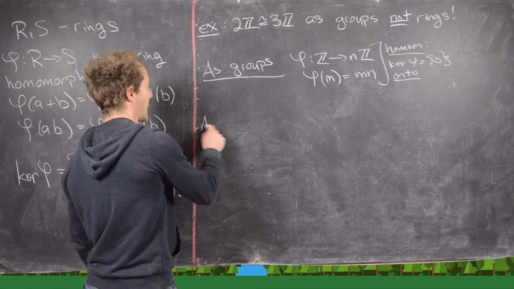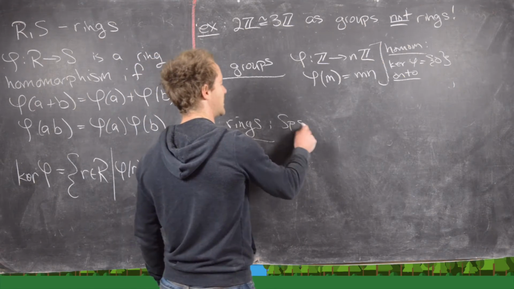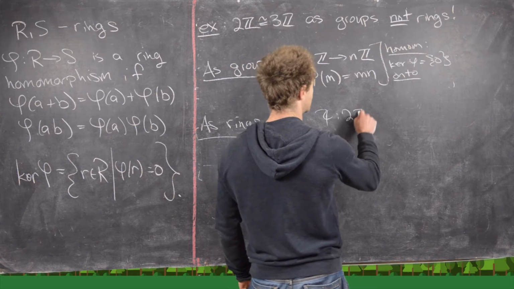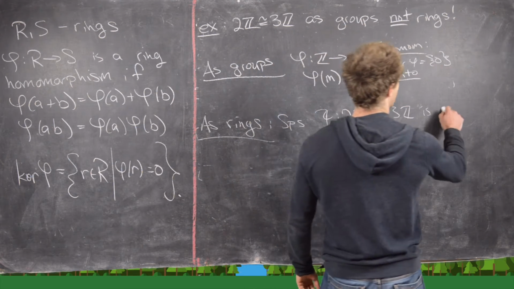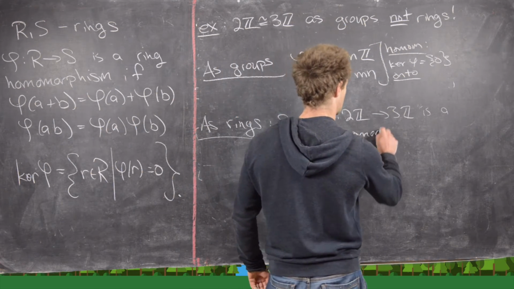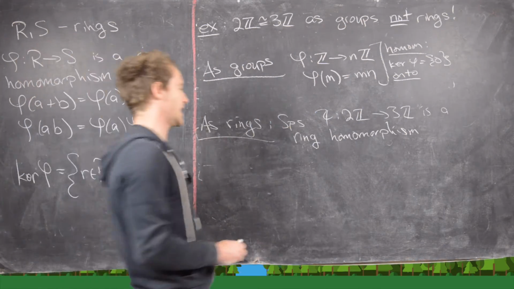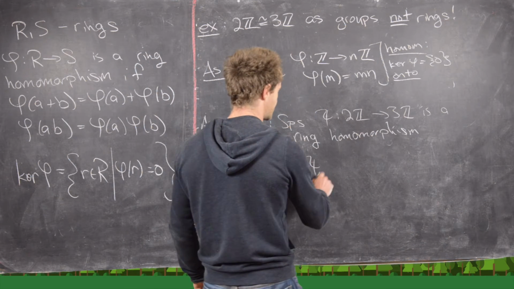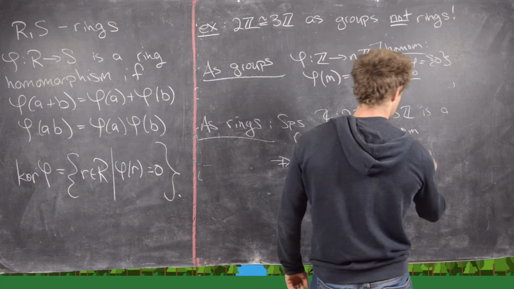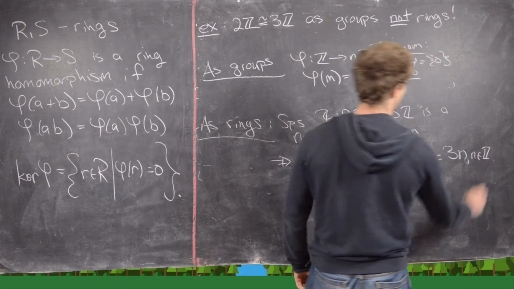So now let's show as rings. Let's go ahead and suppose that, since I've already used phi, let's use psi from 2Z to 3Z is a ring homomorphism. And now let's go ahead and see that this implies that psi of 2 is inside of 3Z. In other words, psi of 2 is equal to 3 times n for some integer n.